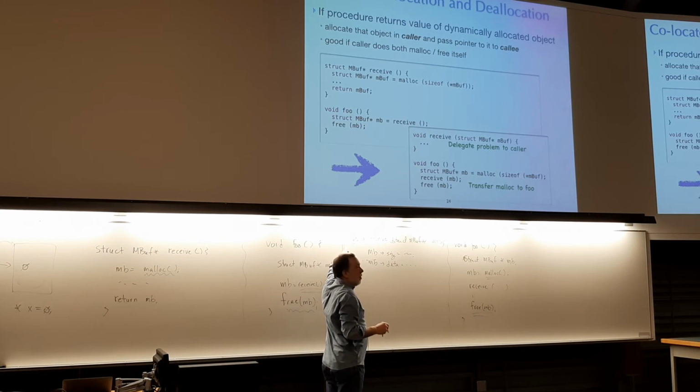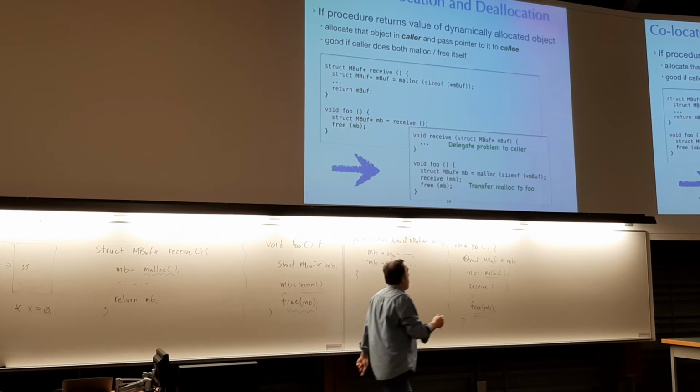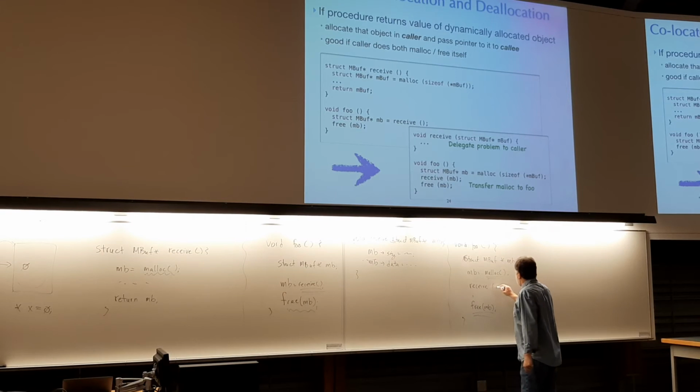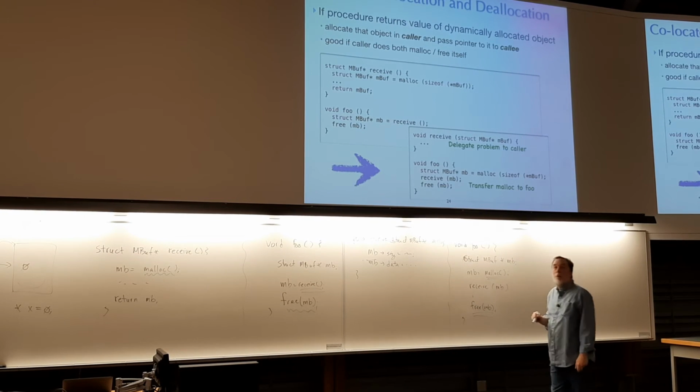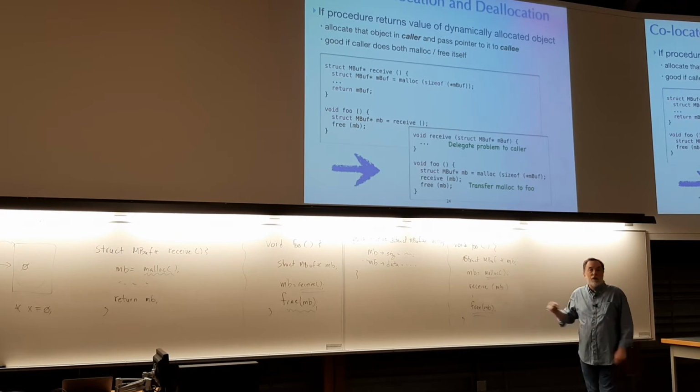I don't malloc here, and I don't return anything. I just simply pass into that procedure a pointer to the object. So we compare these two things.